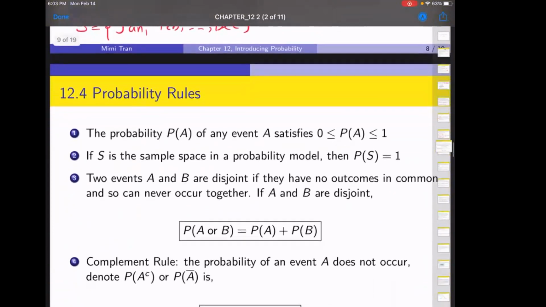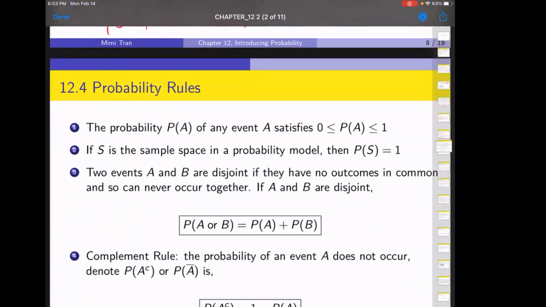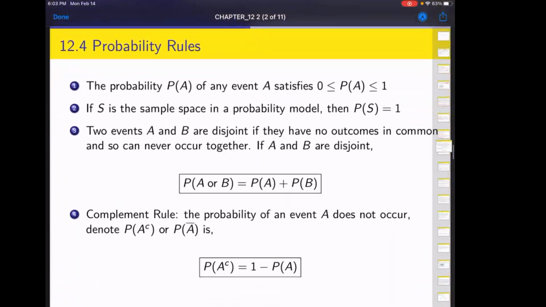So far, so good. You got comfortable with sample space? Yeah. All right. Now we come to probability rules. What time is it? 6 o'clock. No, we have time. We will start. We'll finish 12.4 and we take a little break.